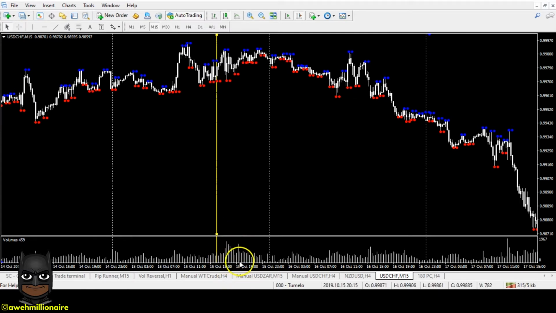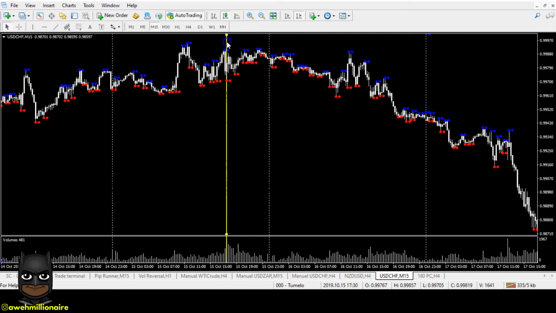So again, when we're looking at the volume, what we are looking for is the obvious high volume. And as you can see, now what we do is we take this vertical line and we move it to where the obvious high volume is to identify exactly which candle this high volume is for. So as you can see, it's clearly representing this candle.